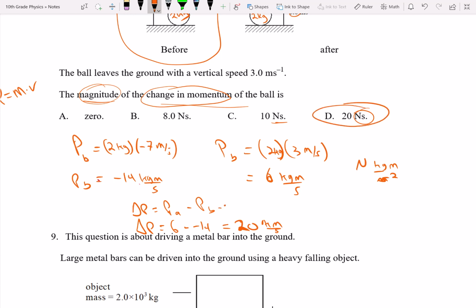Another way to find that, like I said, if I did this backwards, if I did before minus after, I would have got -14 minus 6, which would be -20. And that's where this thing of magnitude comes in. If we're talking about magnitude, we don't care about the direction. So we would just say, oh, that's just 20 if I don't care about direction.